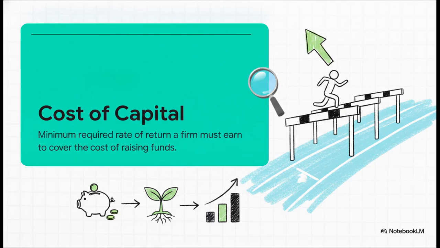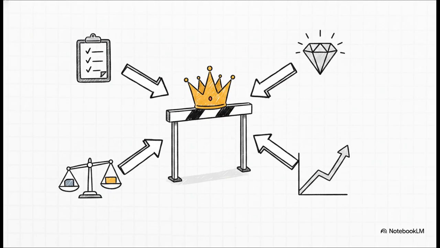So the textbook definition of cost of capital is the minimum required rate of return a firm must earn in order to cover the cost of raising the funds it uses. Think of it as the firm's baseline hurdle rate. If you're an athlete running a hurdle race, you absolutely have to clear that bar to stay in the game, right? Well, in business, this rate is your bar. It's the absolute bare minimum percentage a project has to earn to meet investor expectations and essentially keep the business alive.